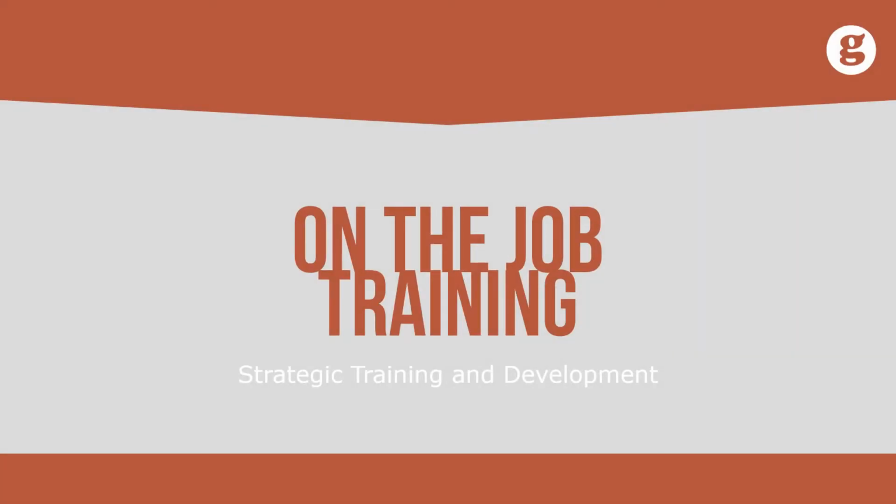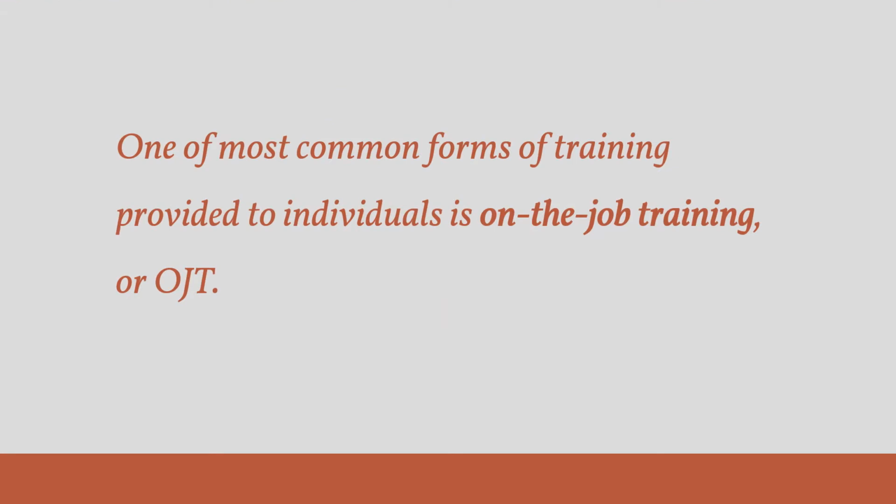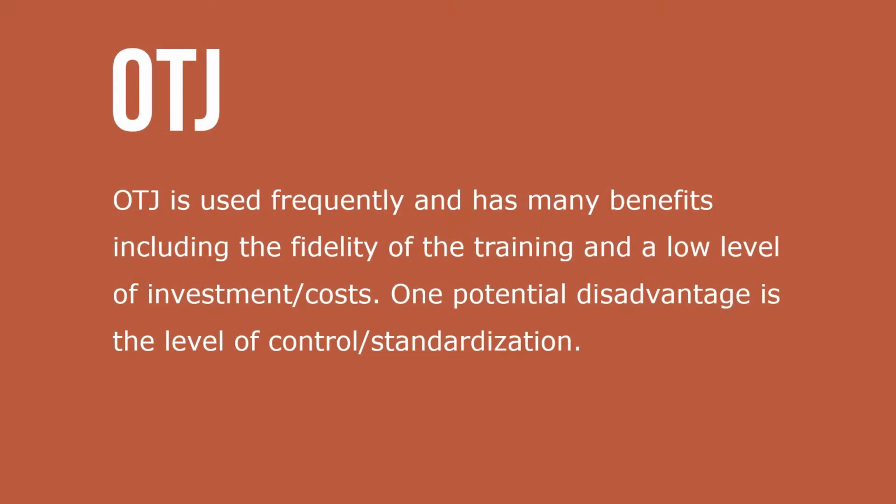Let's take a look at on-the-job training. One of the most common forms of training provided to individuals is on-the-job training, known as OJT. OJT is used frequently and has many benefits, including the fidelity of the training and a low level of investment. One potential disadvantage is the level of control or standardization.